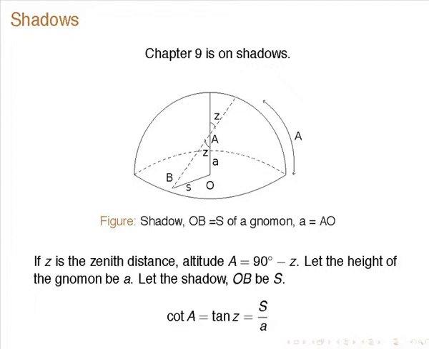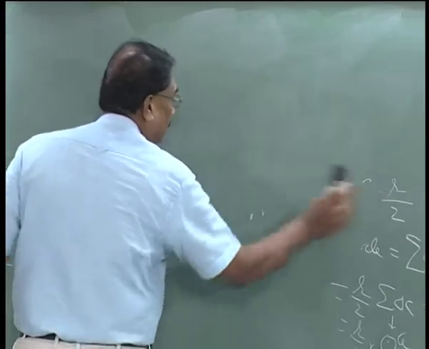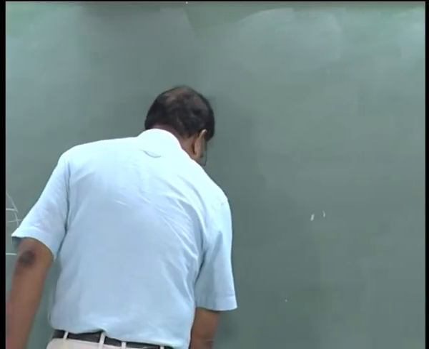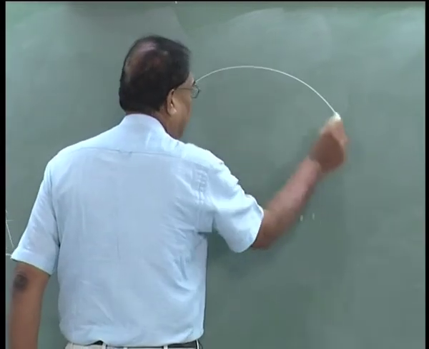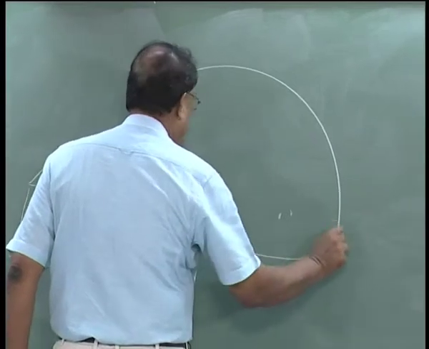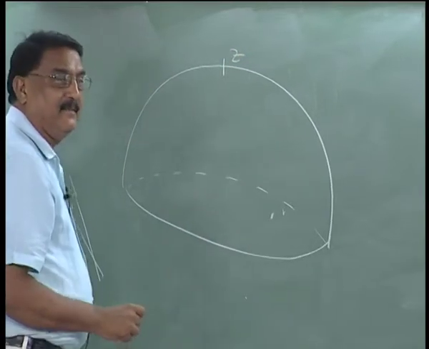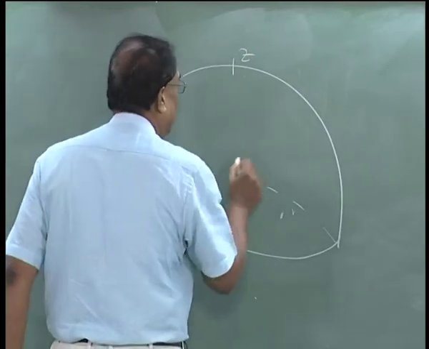So from that, the shadow of the gnomon is falling here. This is called a zenith distance, okay. That is what is happening. This is called a celestial sphere, okay. This is the horizon, and this is the zenith, the topmost point of the sky, okay.